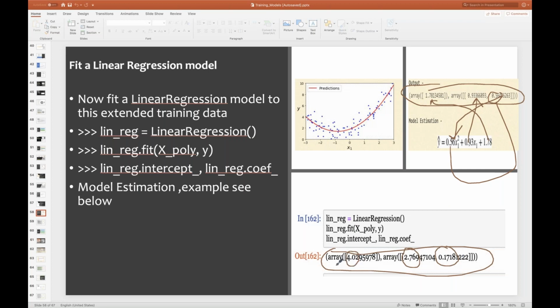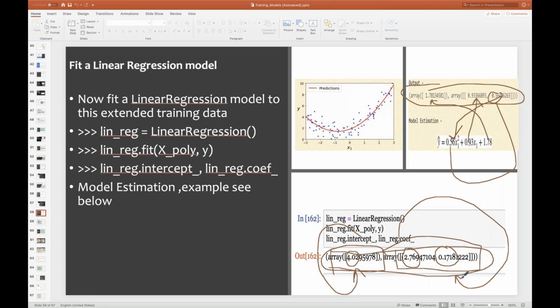Now you should question me, Amar, why is this in one single array and why are these two in another single array? Because this one is an intercept and this one is a coefficient. I have very clearly explained what coefficients are when we dealt with the first use case. If you're not aware of it, ask me now.